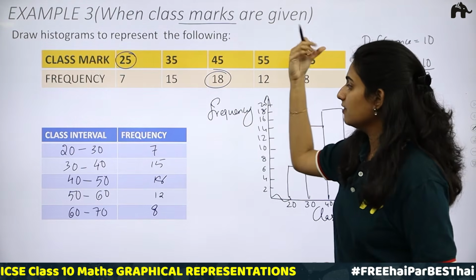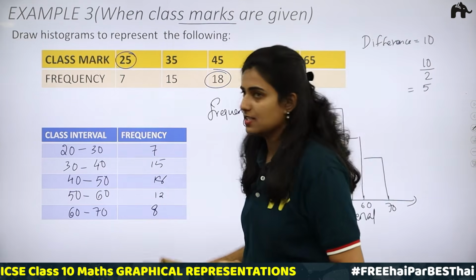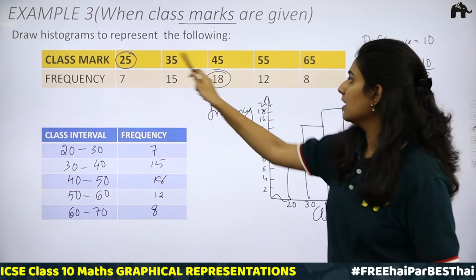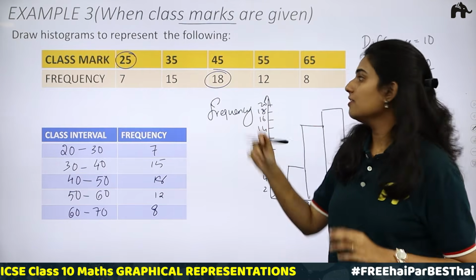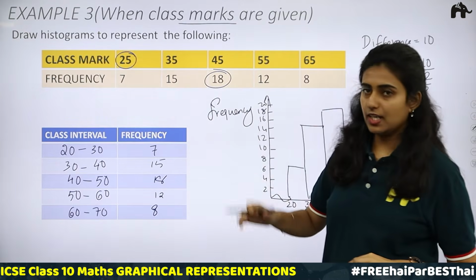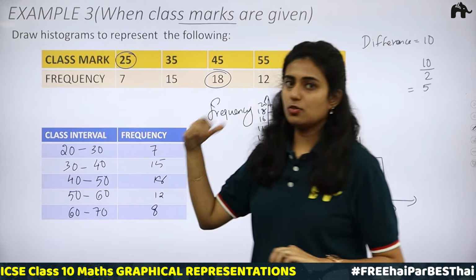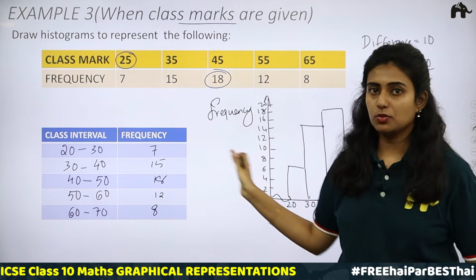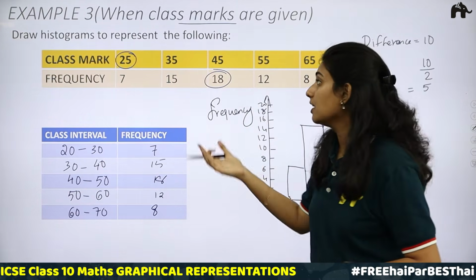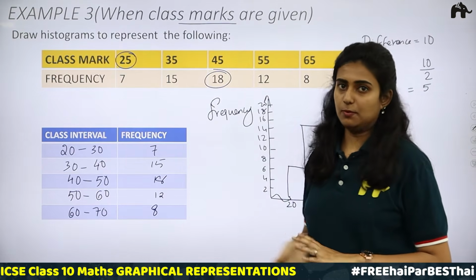So, when class marks are given, first step is to find the class interval. For that, what you will be doing? The difference between the class marks will be taken and divided by 2. Then subtract from the class mark to get lower limit. Subtract from the class mark to get upper limit. I mean add with the class mark to get upper limit.